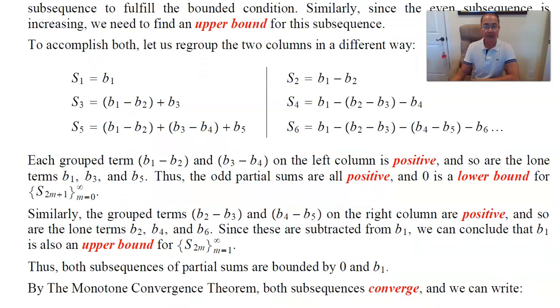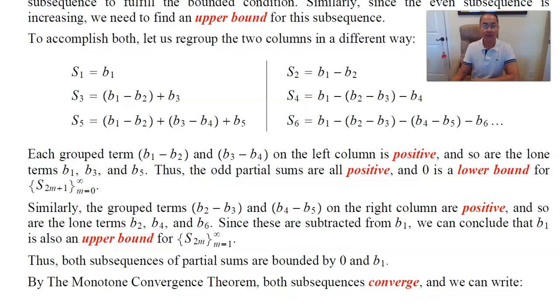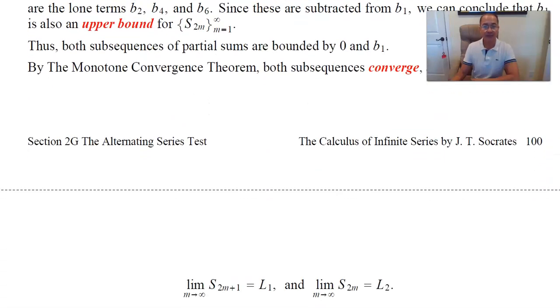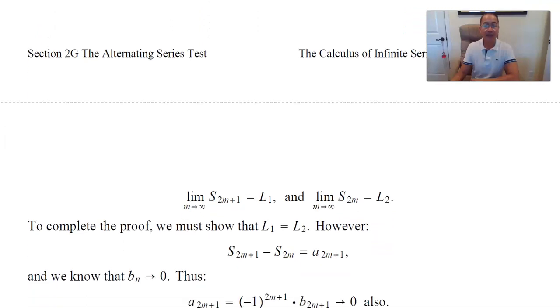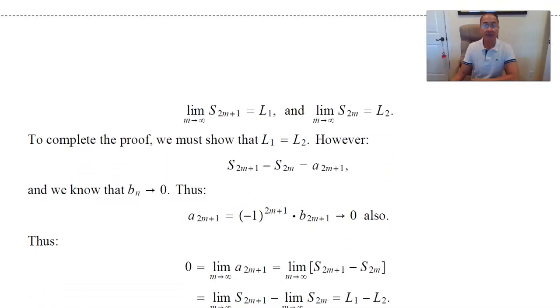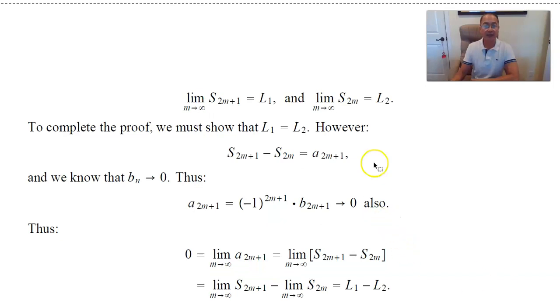Ta-da! We have paid for the monotone convergence theorem. So both of these subsequences of partial sums are convergent, and we can write their limit. We can say that the limit of the odd partial sums exists, and the limit of the even partial sums also exists, but there's one small catch. They may not be the same. So we will call the limit for the odd partial sums L1 and the limit for the even partial sums L2. Okay, we must show that L1 and L2 are exactly the same limit.